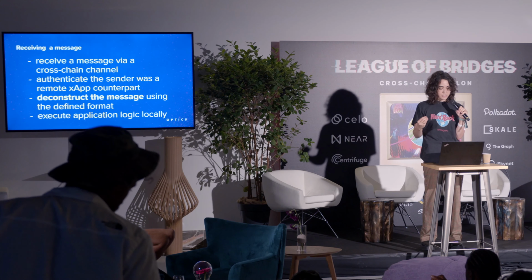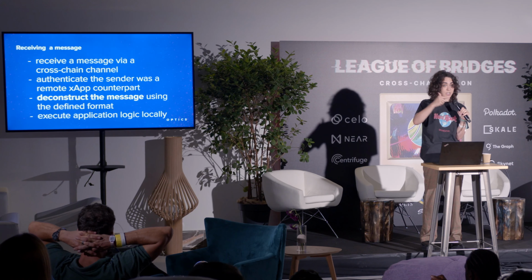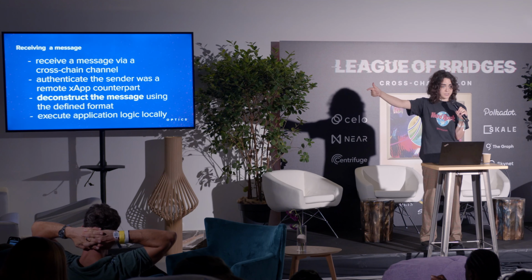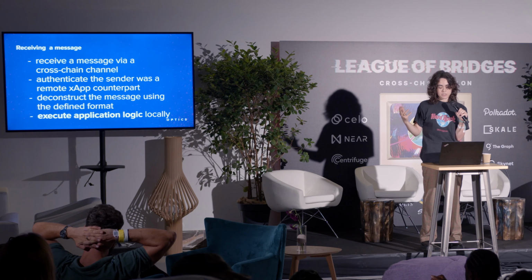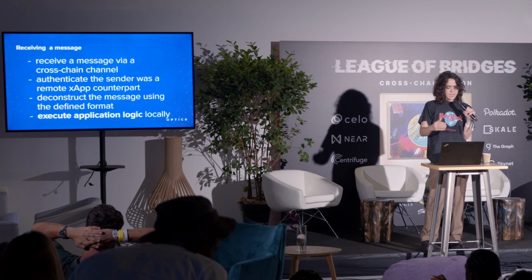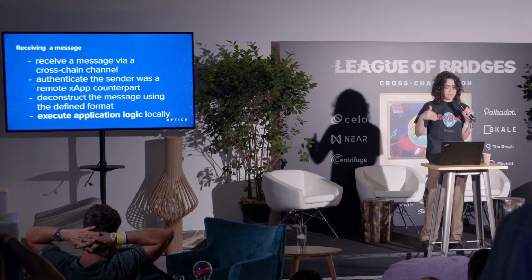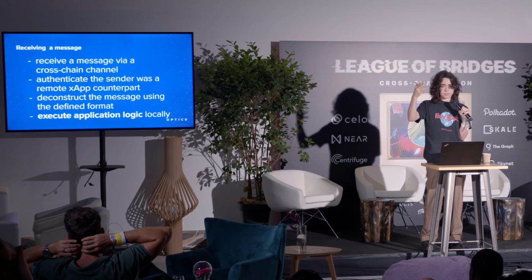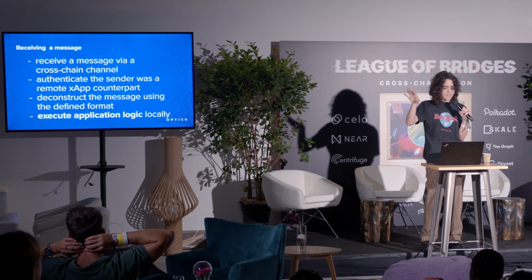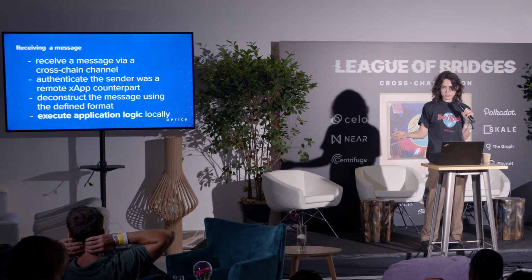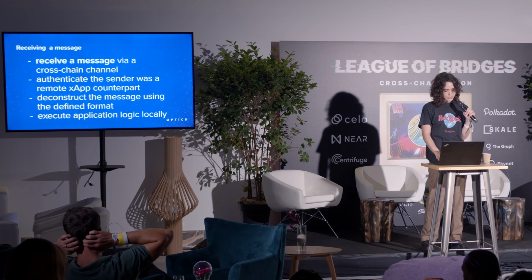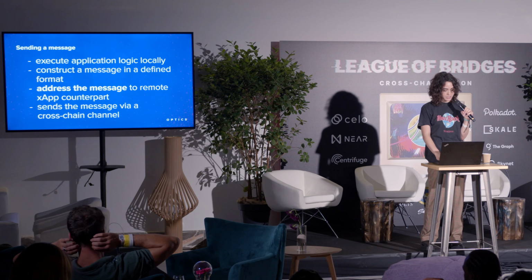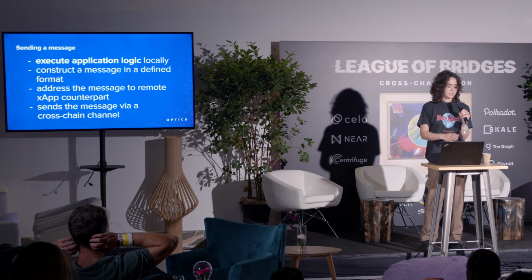Deconstruct the bytes message using the predefined format that it knows the other xApp router is using. And then finally, execute application logic locally. And these first three steps, receive a message, authenticate, deconstruct, that's xApp generalized. And then the execution logic is going to be more specific. So within the context of a token bridge, let's talk about what this looks like.